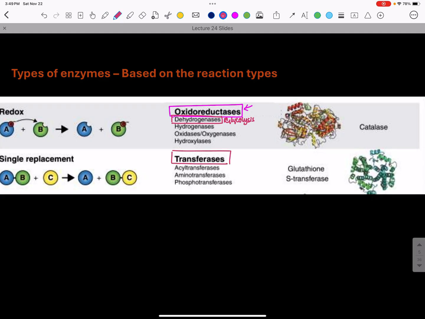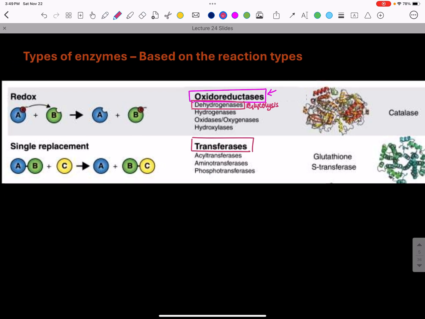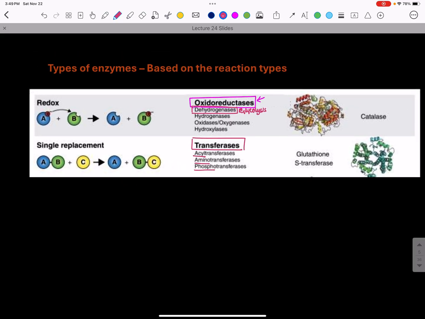It can be an acyl transferase, meaning it's going to transfer an acyl group, or aminotransferase, meaning it will transfer an amine group, or phosphotransferases, meaning they're going to transfer phosphate groups. So kinases are an important class of transferases that transfer phosphate groups between ATP molecules and substrate. Kinases are extremely important because they are present in many different types of regulatory pathways.